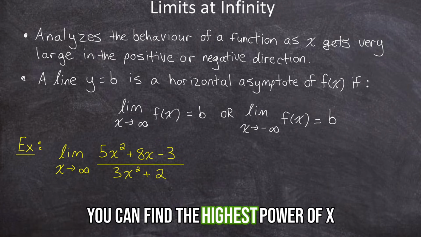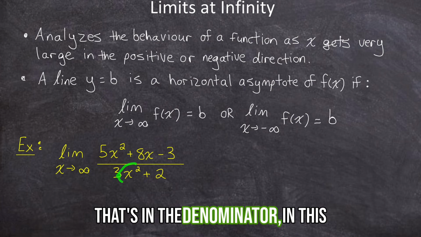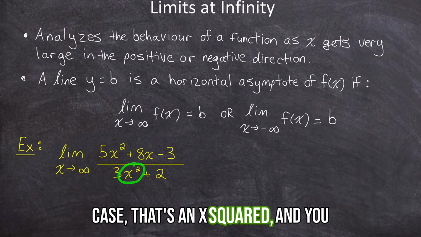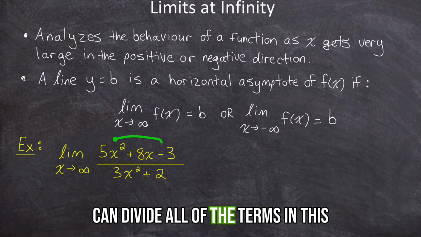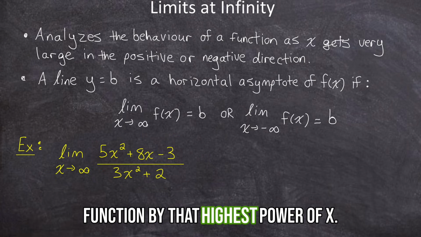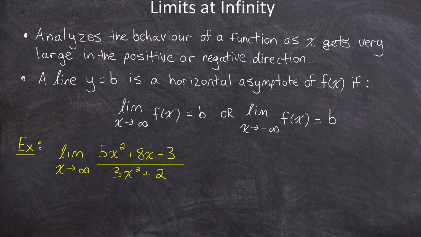You can find the highest power of x that's in the denominator, in this case, that's an x squared, and you can divide all of the terms in this function by that highest power of x. Algebraically, what's actually happening is you would just be multiplying top and bottom of this function by 1 over x squared. Right, something divided by itself is 1, so we're just multiplying by 1, which doesn't change this function's value. It's just going to get it into a different format where we'll be able to evaluate the limit.